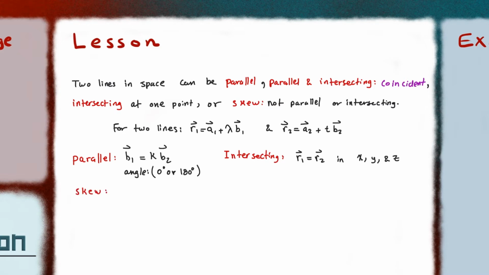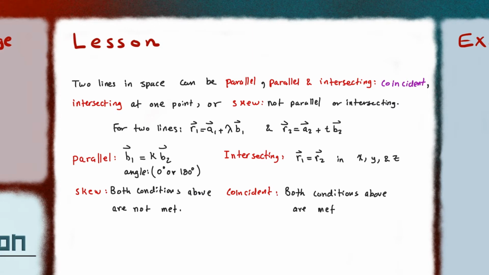For the lines to be skew, that means that they're not parallel and they're not touching, so both conditions above are not met. And for the lines to be coincident, that means both of the conditions above, for them to be parallel and intersecting, need to be met.